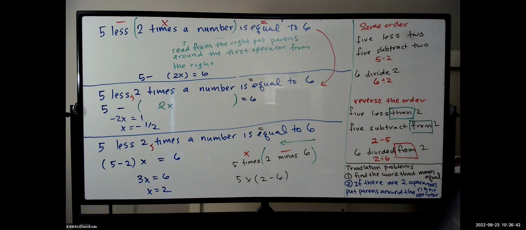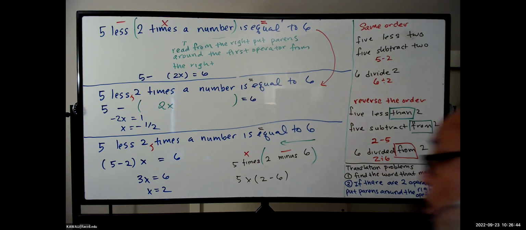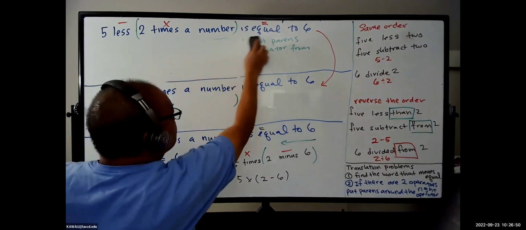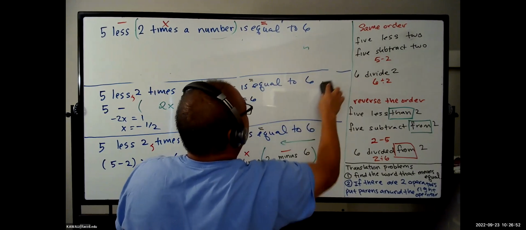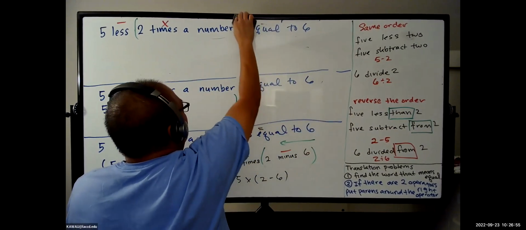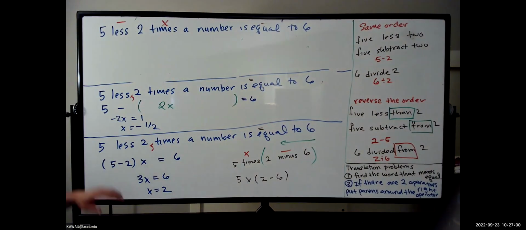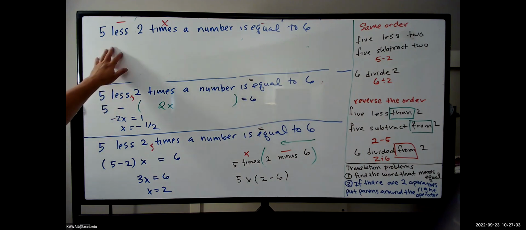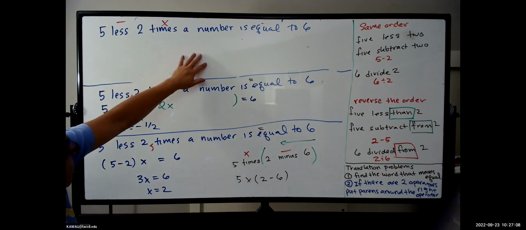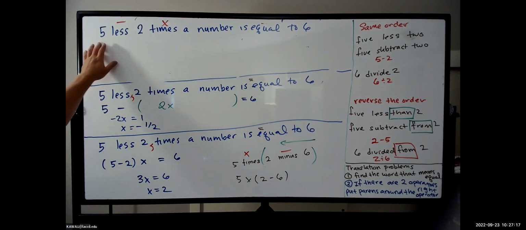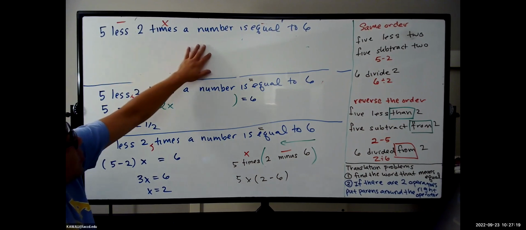Okay. The other issue is that when you're given a problem like this, so let's read this like this. There is an arbitrariness to how you solve this. It depends on where you put your pause. 5 less 2 times a number, or 5 less 2 times the number.